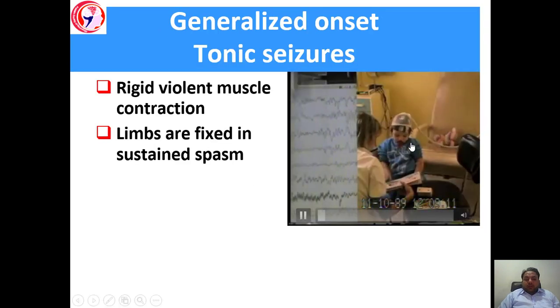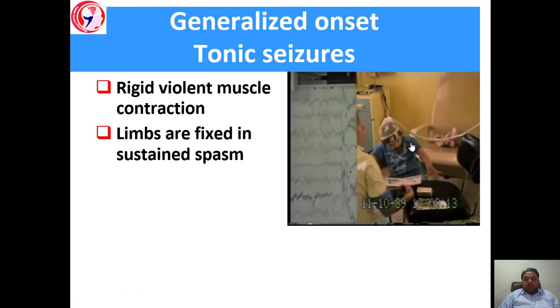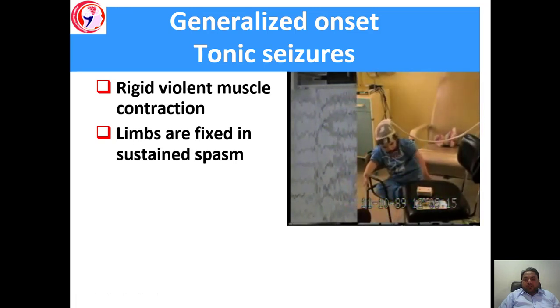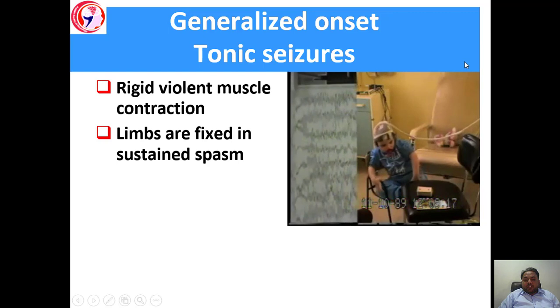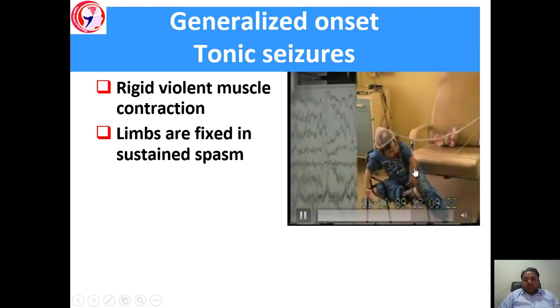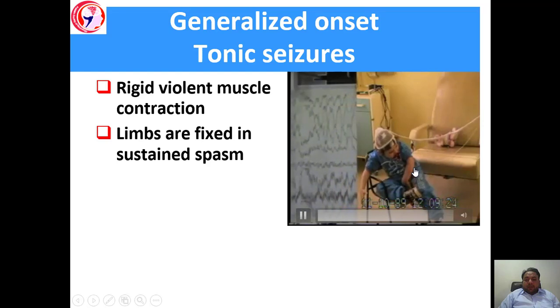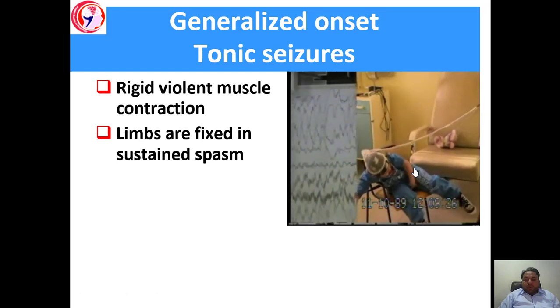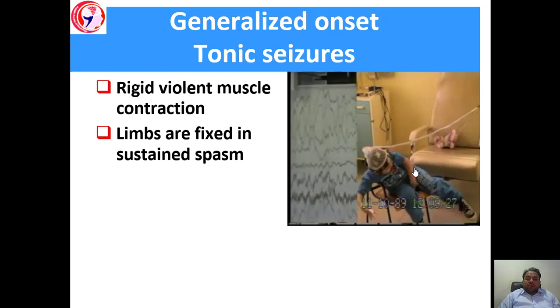And then this is a video of tonic seizure. This boy becomes stiff. Here we can see the EEG changes. The boy has become stiff, and there is no clonic phase, so this is an example of tonic seizure.